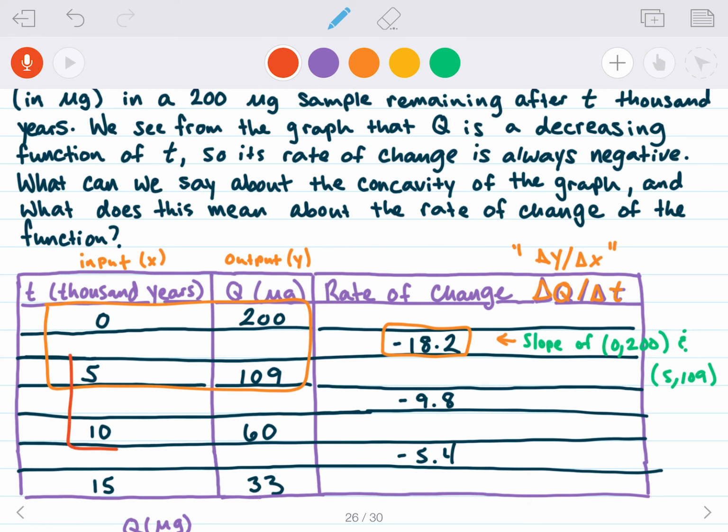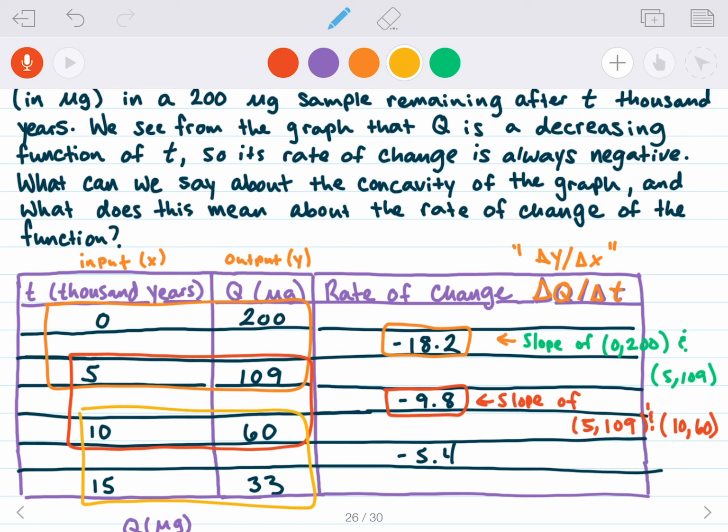And then for this next set of numbers, the slope is negative 9.8. So this is the slope, the average rate of change between (5, 109) and (10, 60). Slope of that line that connects those guys. And finally, the slope of the line that connects these last 2 points is negative 5.4.